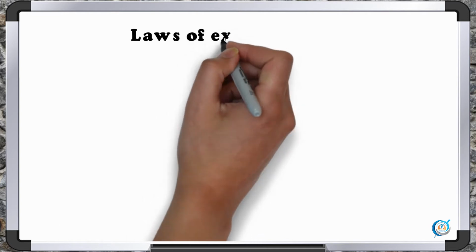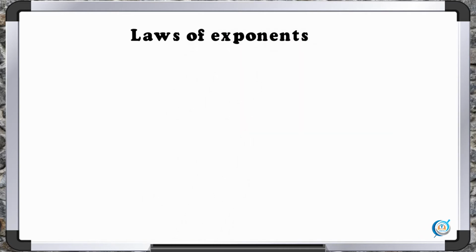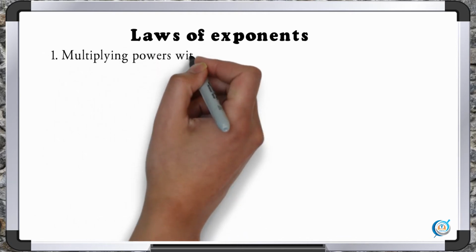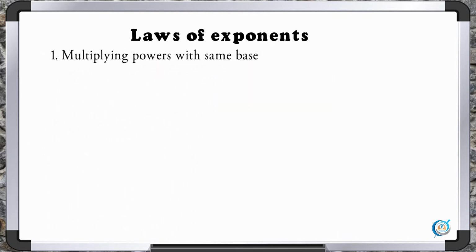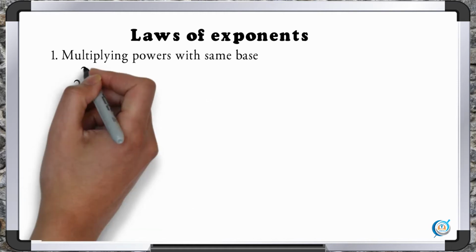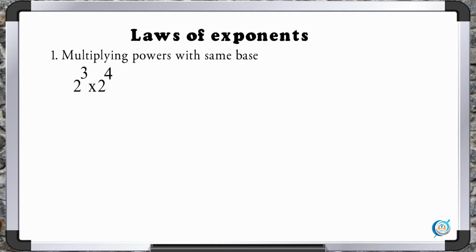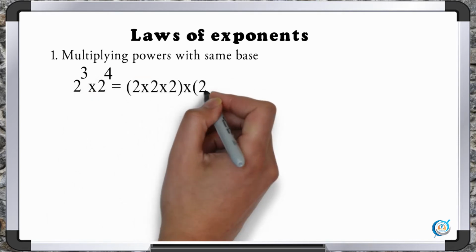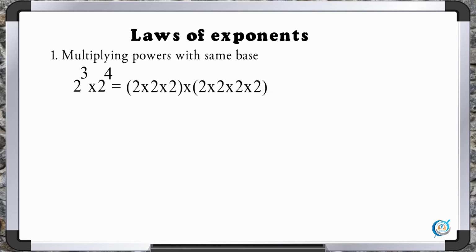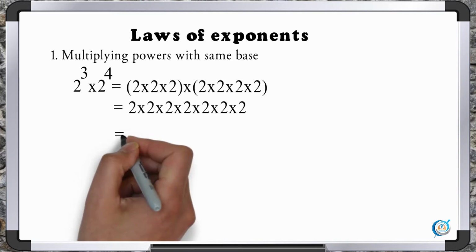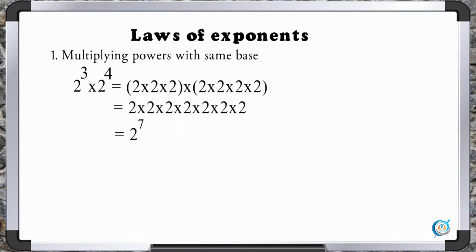Now we'll see some specific laws of exponents. First one, multiplying powers with the same base. We'll take 2 power 3 into 2 power 4. 2 power 3 is nothing but multiplying 2 three times, and 2 power 4 is multiplying 2 four times. So here a total of seven 2's are coming, so we can write it as 2 power 7, that is 2 power 3 plus 4.